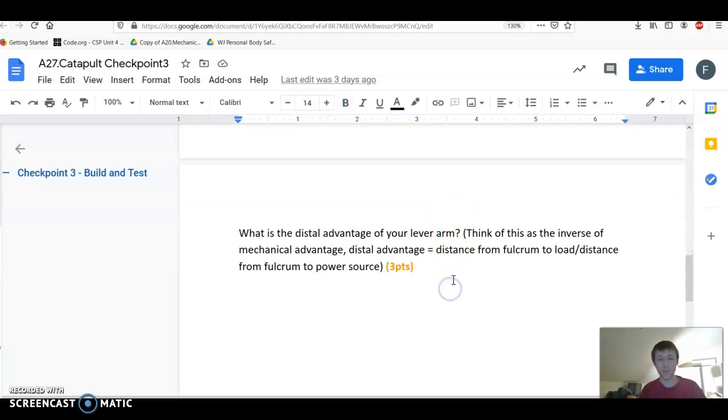And down here, what is the distal advantage of your lever arm? So the part that actually flings something in your catapult. To figure that out, it's the inverse of mechanical advantage. That's how distal advantage works. So you would want to divide the distance from the fulcrum to the load, the basket in this case, by the distance from the fulcrum to the power source, the rubber bands. And you should get a positive, larger than 1 value here. That should be your answer.